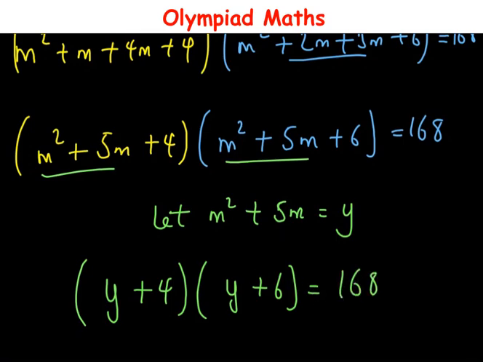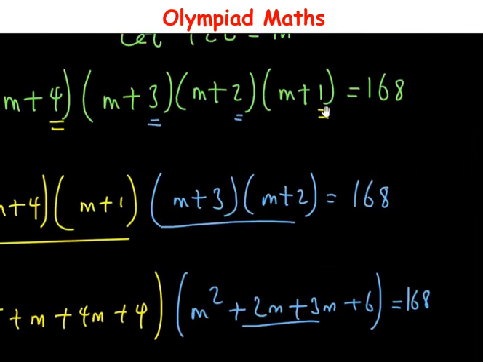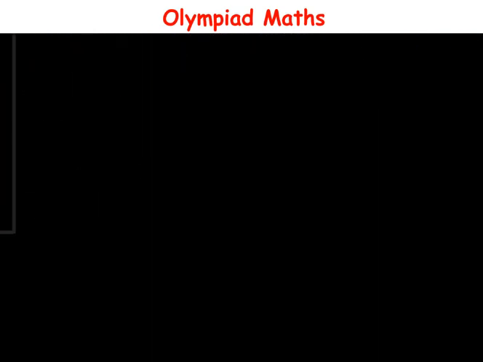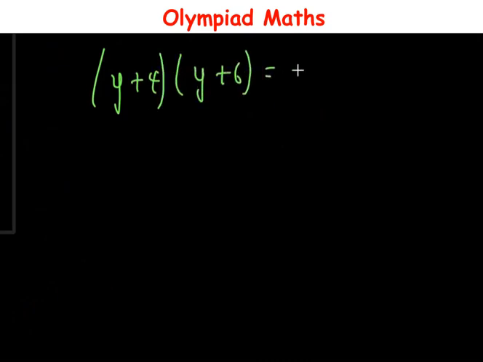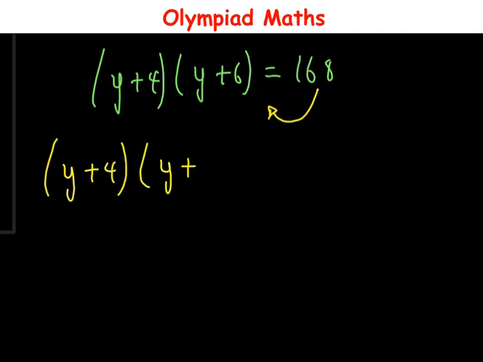Okay, so solving this equation right here, we have this. Bringing it right here, we have in brackets y plus 4 multiplied by y plus 6 is equal to 168. Okay, so then move 168 over to this side. We have in brackets y plus 4 multiplied by y plus 6, then minus 168 is equal to 0.